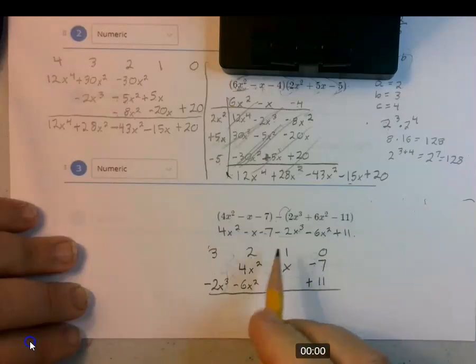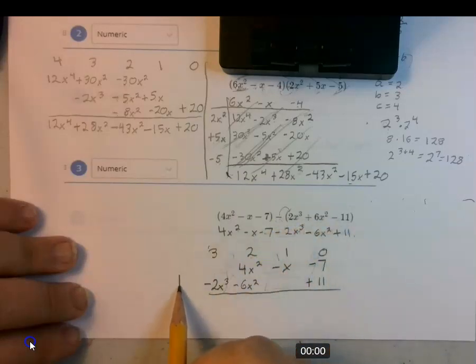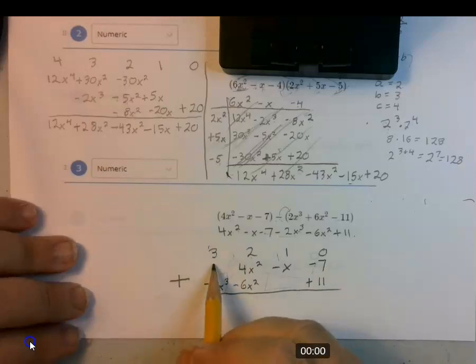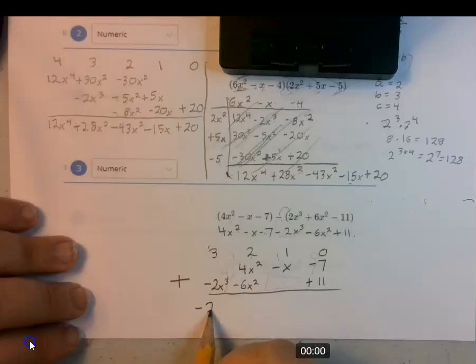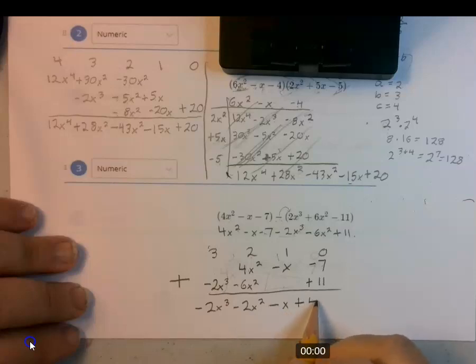Now that I have taken the minus sign along everything here, this whole thing becomes an addition problem. So I'm adding. So 0 plus negative 2x is negative 2x to the third. 4 minus 6 is negative 2x squared. Negative x plus 0 is negative x. And negative 7 plus 11 is positive 4. Okay, and there's your answer right there.